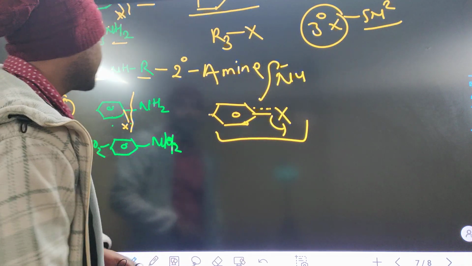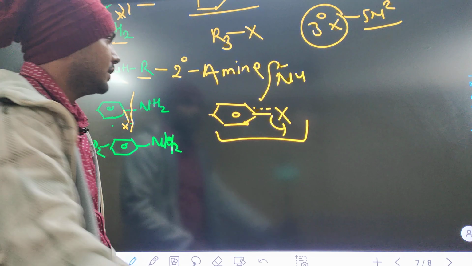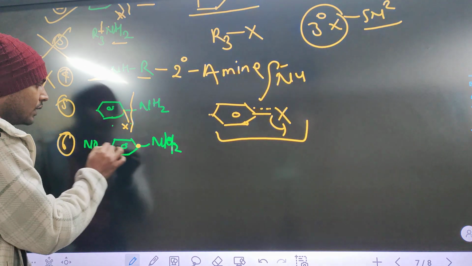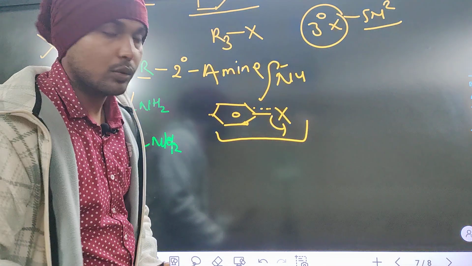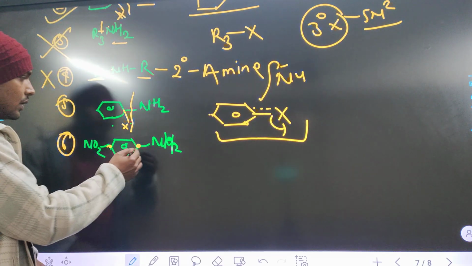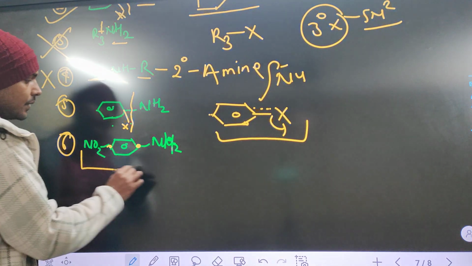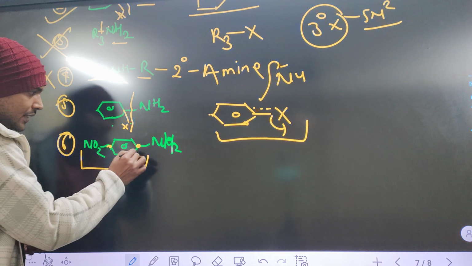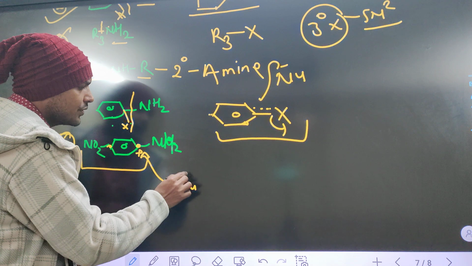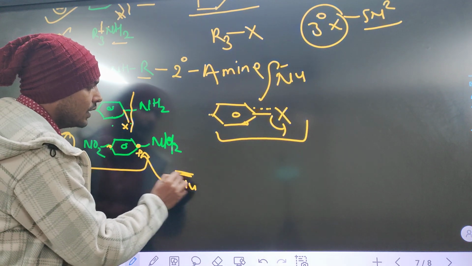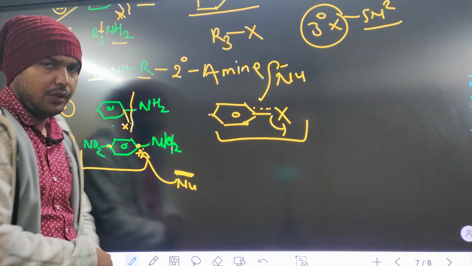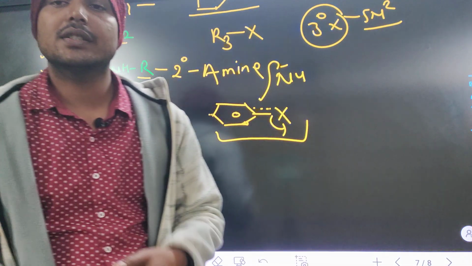So this type of amine cannot be produced by this process. But here NO2 is attached to the para position. This is an electron withdrawing group. In this case, what will happen when we draw the resonating structure? Then what do we see? The positive charge comes here. Due to this, the attack of the nucleophile becomes feasible here. So when the nucleophile attacks here, then this type of amine can be produced.